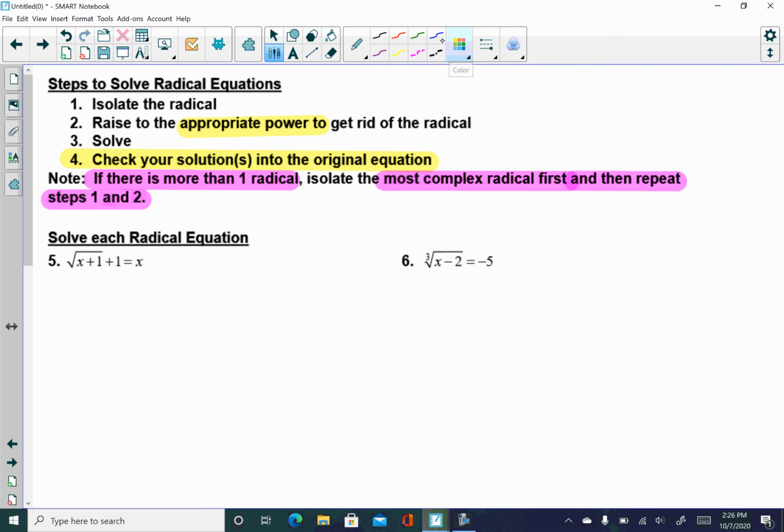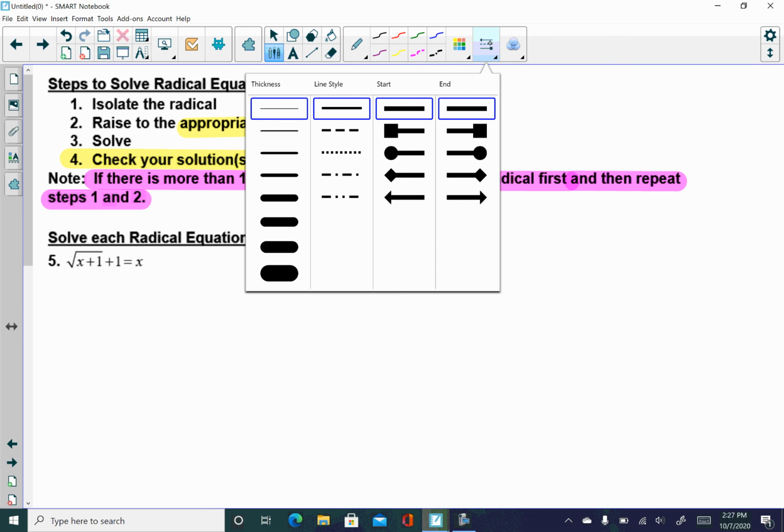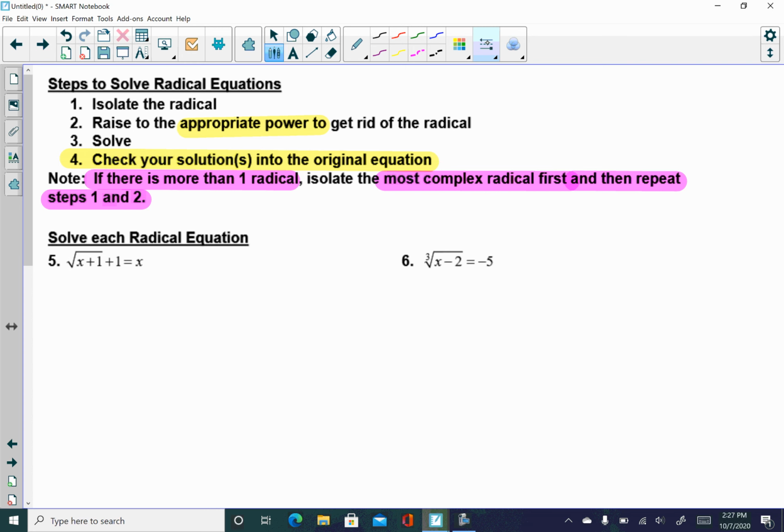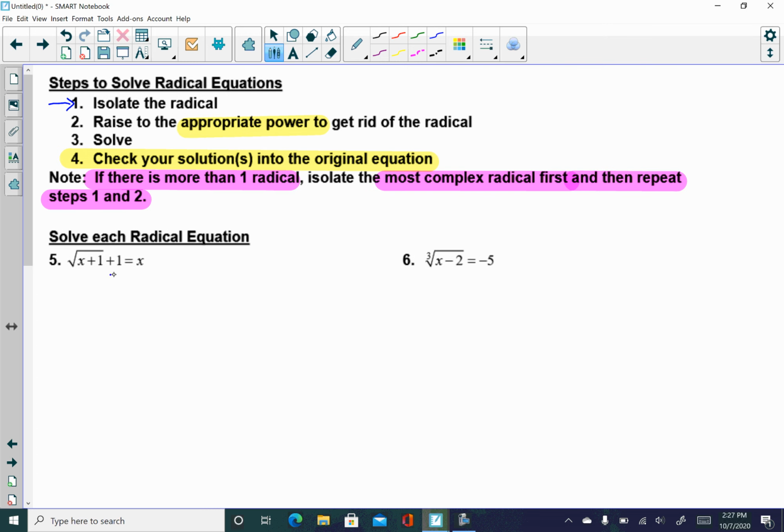All right, so let's get back to solving here. We are looking then at example 5, solving this radical equation. According to step 1, I have to isolate the radical first. That means I need to isolate whatever kind of root I have here. In this case, I have a square root, so it's got to be all by itself. That means I need to take this 1 to the other side. When you cross the equals mark, do the opposite. So subtract 1. Now I'm left with the square root of x plus 1 equals x minus 1.